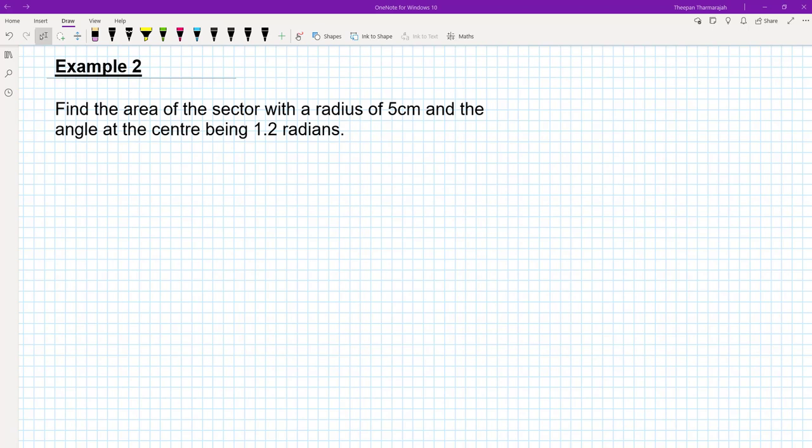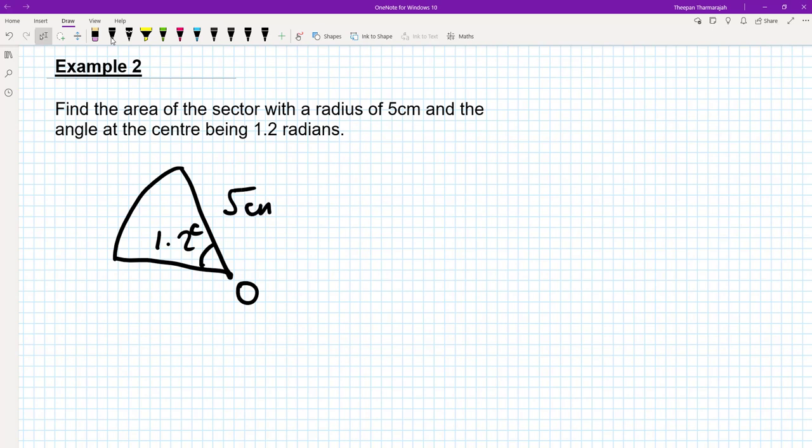Okay, welcome back. So the question states, find the area of the sector with a radius of 5 centimeters and the angle at the center being 1.2 radians. So like the previous example, we're going to draw a diagram. So we're going to draw our sector like so, marking our center as O. This is 1.2 radians and the radius being 5.